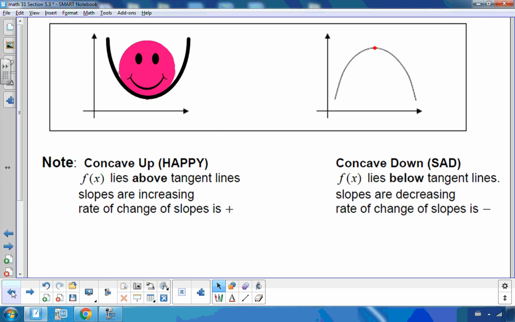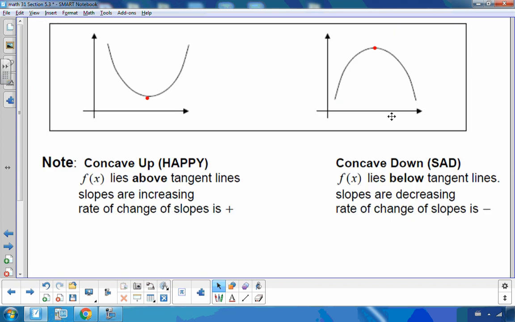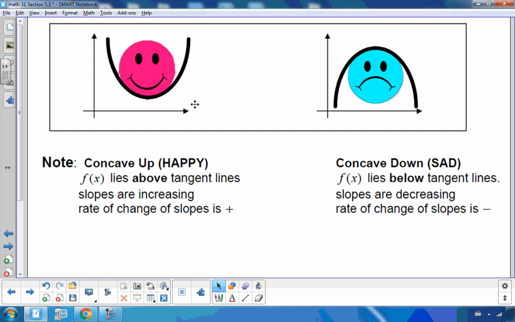Concave down, f(x) lies below the tangent line. See here? f(x) lies below all of these tangent lines. And the slopes are therefore decreasing. The rate of change is negative. So concave up is happy, concave down is sad. That's the way that I look at it: concave up looks like a happy face smile, concave down looks like a frown.